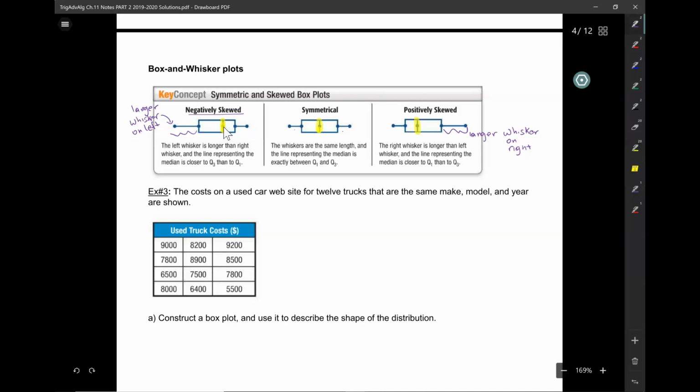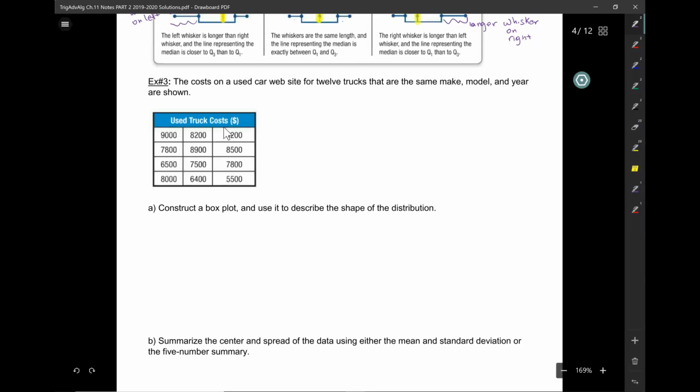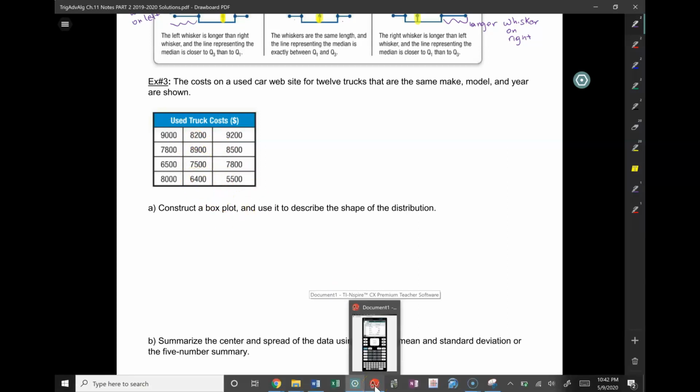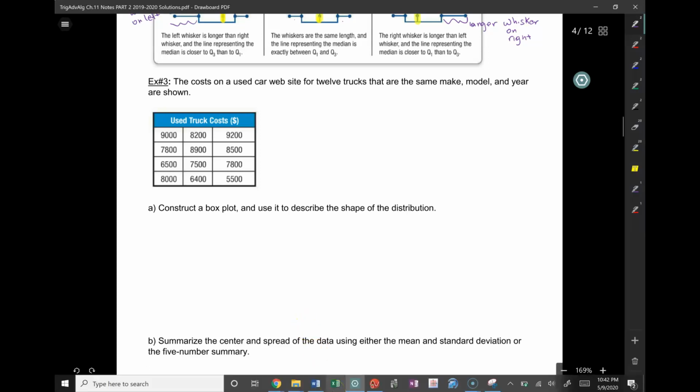So here we go. What we're going to do is, here we have the cost on a used car website for 12 trucks that are the same make, model, and year. And we want to construct a box plot for the data here and we're going to use it to describe the shape of the distribution. So when I look at this data here, this is not sorted, right? So I'm just going to put it in the calculator very quickly, just so I can get the 5-number summary. And then I can make my box and whisker plot very easily.